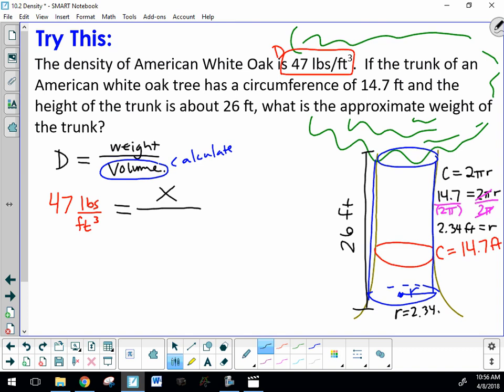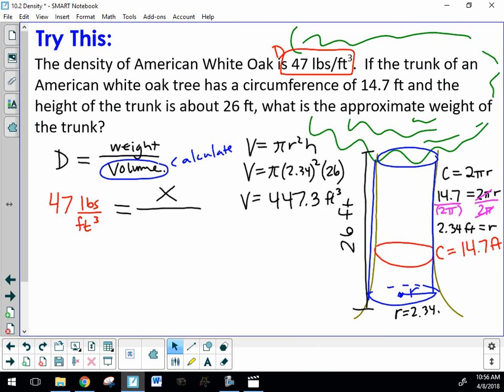So we can calculate the volume. This is a cylinder, so the volume is pi r squared times the height, circle times the height. The radius was 2.34, and the height was 26 feet. And so if we calculate that, we get a volume of 447.3 cubic feet. Now that's going to go into our equation here.